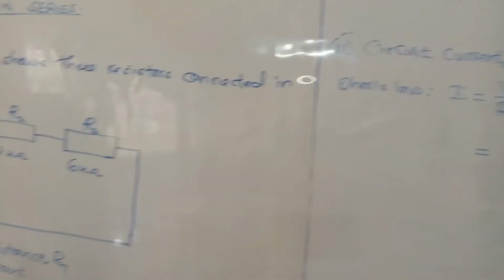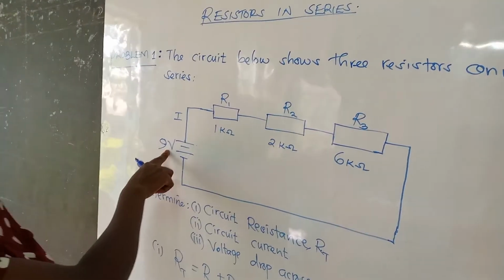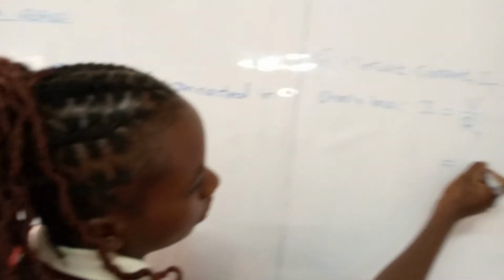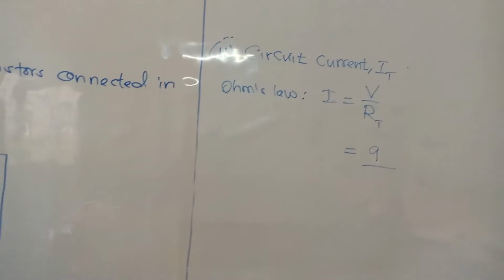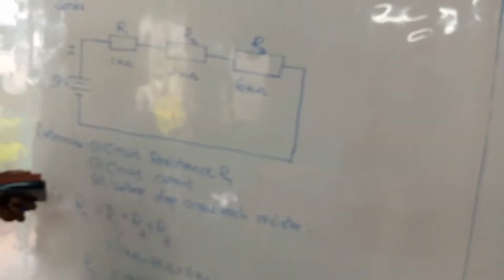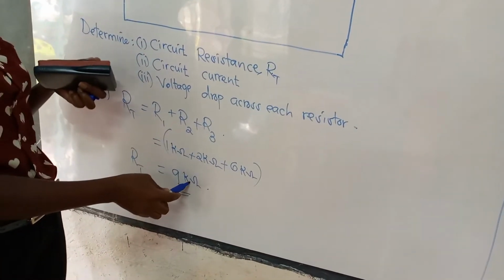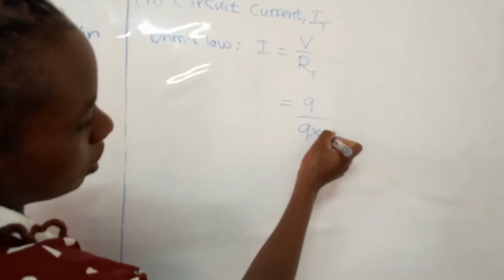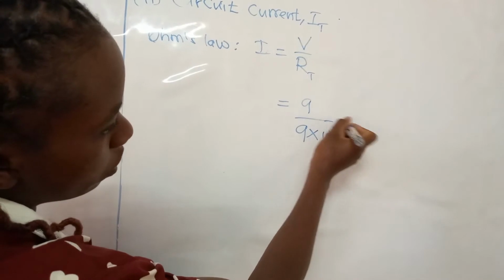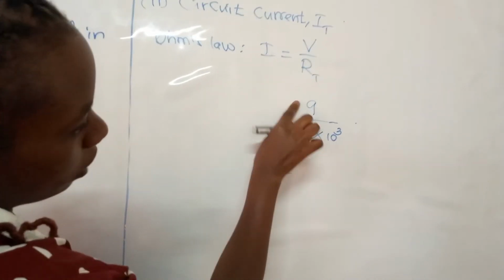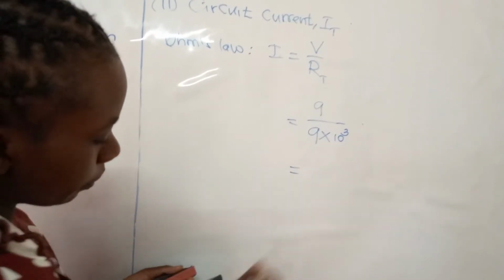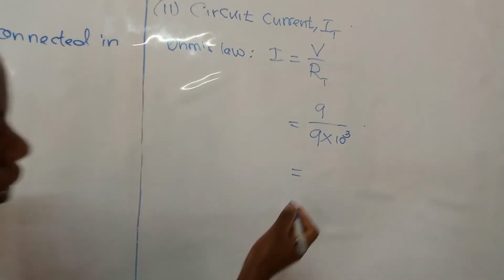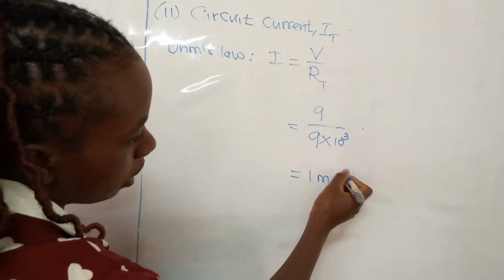Let us now substitute the values. For voltage from the circuit we have 9 volts over the total resistance, the one we've gotten from Roman 1, we have 9 kilo ohms. Kilo ohms is the same as multiplying by 10 raised to 3. Now that one will give us 1 milliamperes.